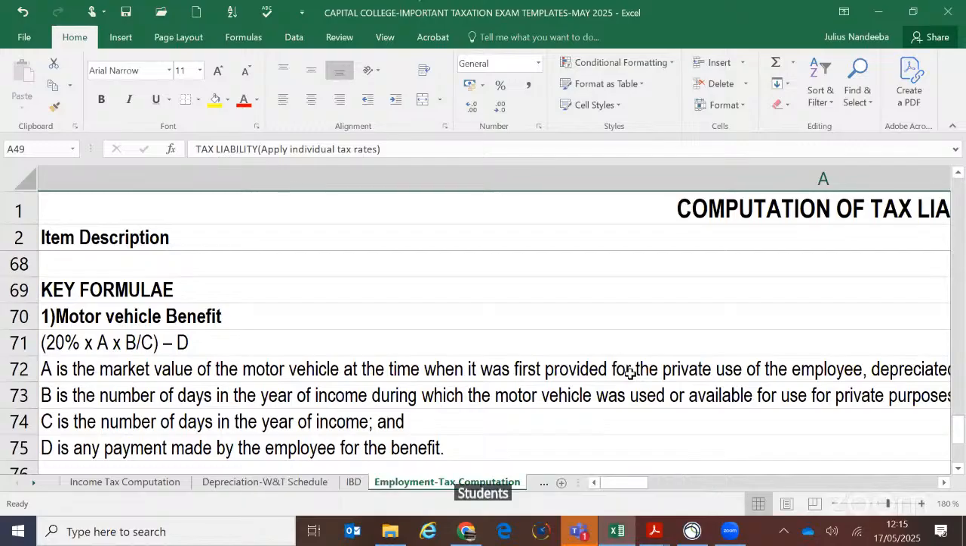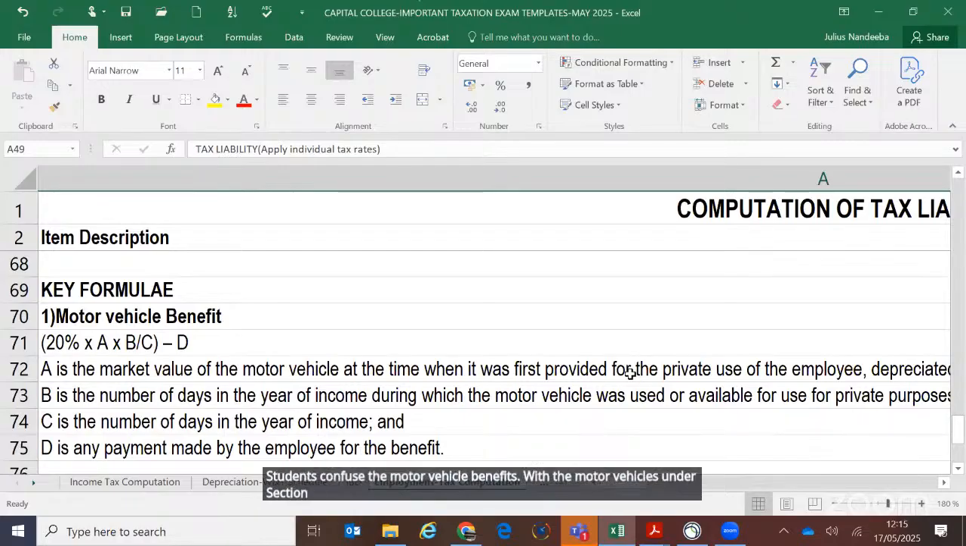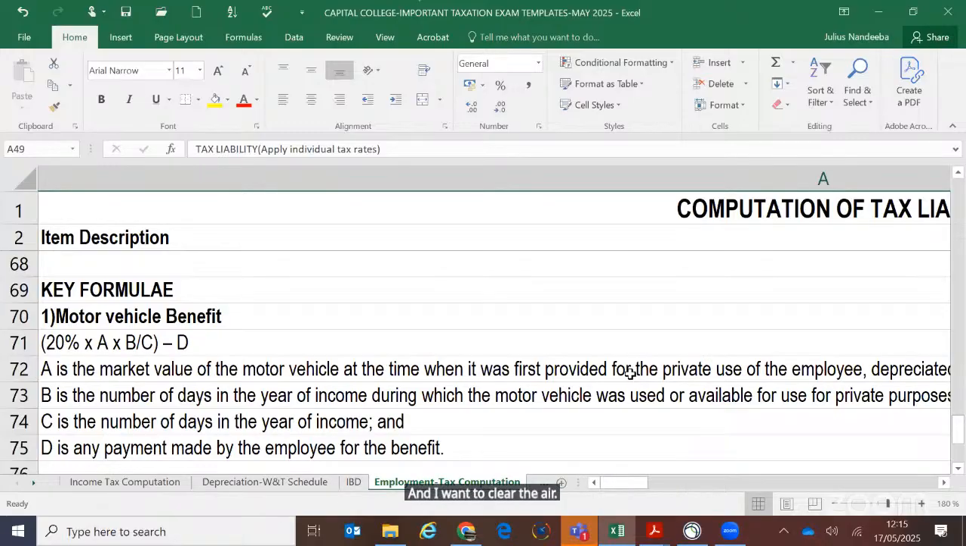Students confuse the motor vehicle benefits with the motor vehicles under section 27 for purposes of depreciation. And I want to clear the air. This motor vehicle benefit is for employment income purposes. The motor vehicles in section 27 are for business income purposes. The rates in section 27 have no relationship with the rates in section 19. The rates in the wear and tear are only meant for business income and it stops in section 27.